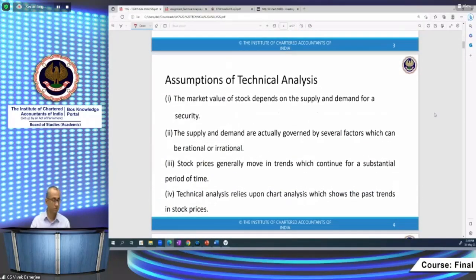Now, there are some assumptions of technical analysis. The first assumption is that the market value of a stock depends on the supply and demand for a security. For example, if the demand for a particular security is high, then its price will obviously go up. A simple demand and supply concept.